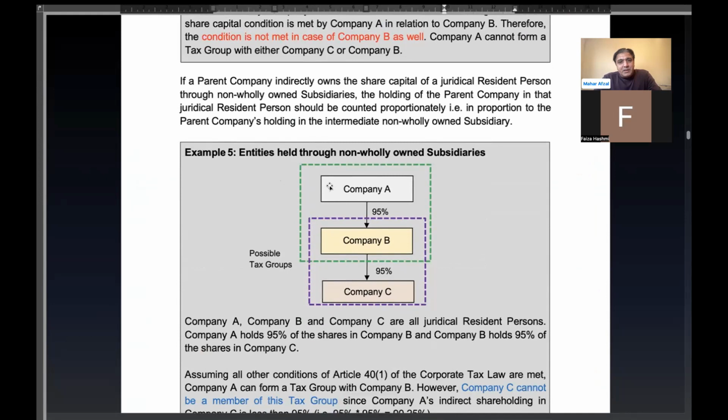They have repeated the same thing here as well. A is holding 95% in B and B is holding 95% in C. This is very correct, by the way. A and B can become a part of the tax group because A is holding 95% in B and B is holding 95% in C. If you multiply 95 by 95, A will not be holding 95% in C, so C cannot become a part of the tax group.